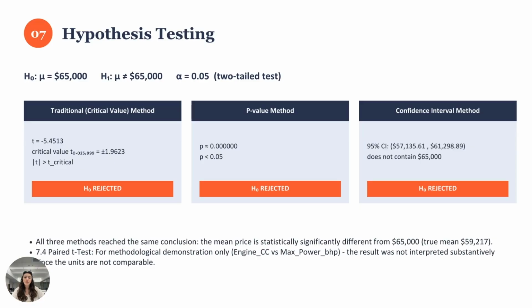So our mean price of $59,270 is significantly lower than $65,000. We also ran the required paired t-test in part 7.4, but engine size and horsepower have different units, so it was only for demonstration. Now let's compare different groups.